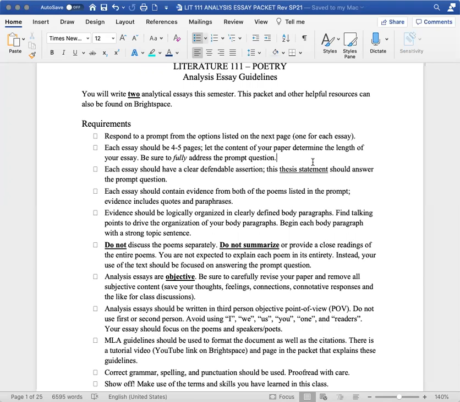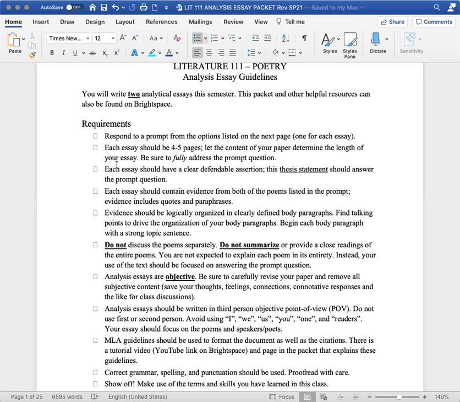So the 4 to 5 pages is just a reference guide recommendation. It should not be less than 4 pages. So if it's 3.5 pages, that does not satisfy this requirement. You will not get a passing grade on the essay. So if you're struggling with how to develop your ideas, feel free to stop by and see me. But if you follow the steps in this packet, you should have no problem meeting that 4-page requirement.